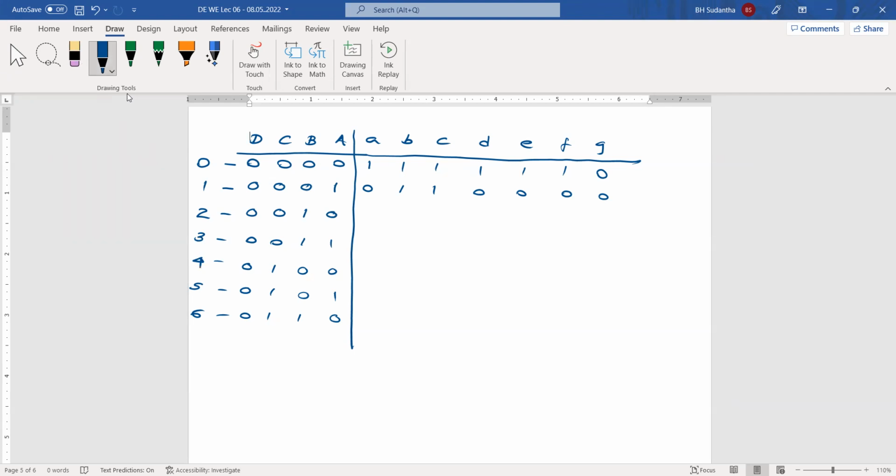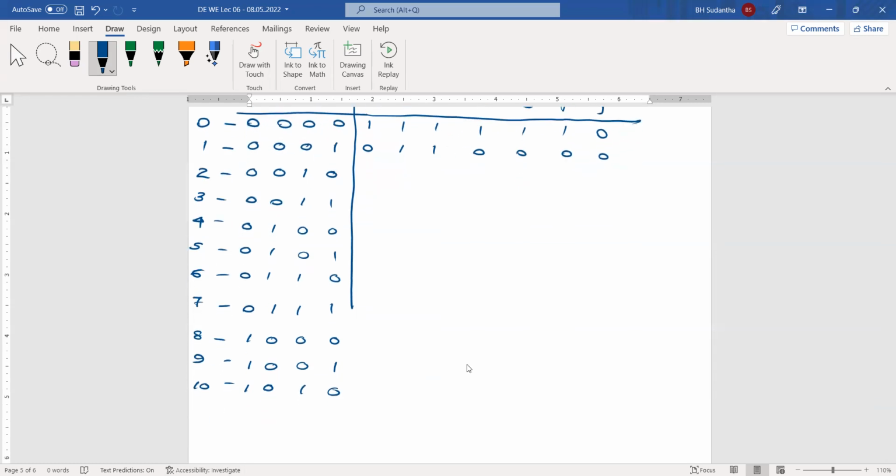Okay. Then next will be 7. And this is 8. And this is 9. Can you fill the truth table here?